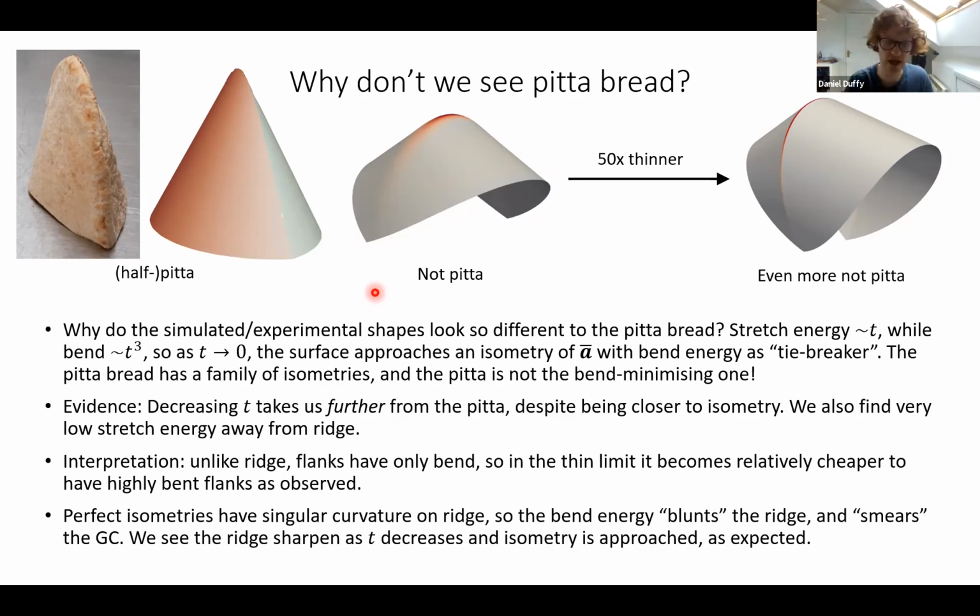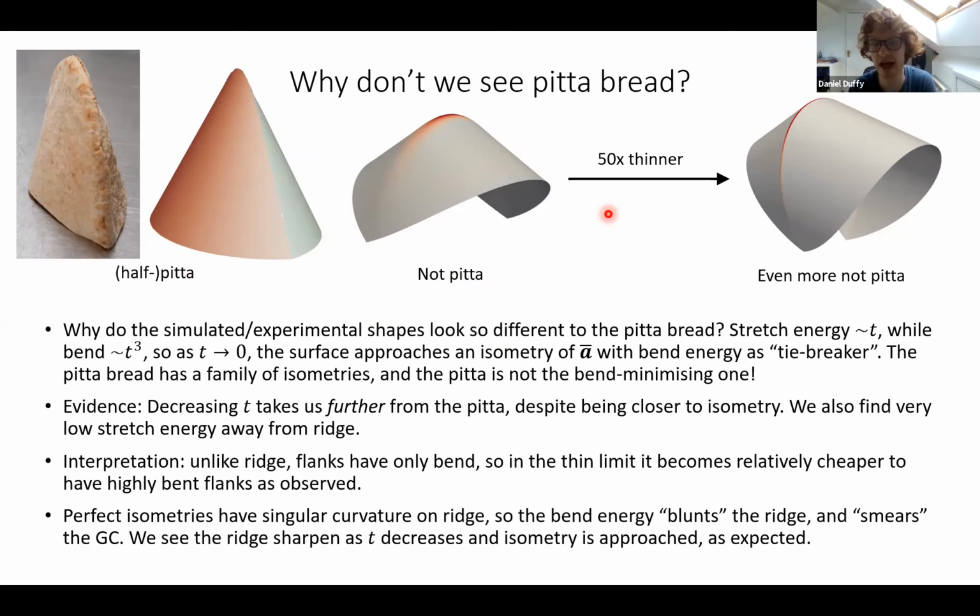So what's well known really is that if you're in a very thin limit, the stretch energy turns into a constraint, an isometry constraint, and the bend energy is then subdominant. So what you get is a surface which is an isometry of the programmed metric a bar, and the bend energy becomes just a tiebreaker that chooses which isometry you end up in. So you end up in the bend minimizing isometry. And the point is that this pitta bread is an isometry of our programmed metric a bar, but it's not the bend minimizing one. There's a whole family of isometries, and that pitta is just not the one that minimizes the bending energy. The one that minimizes the bending energy looks something more like this.